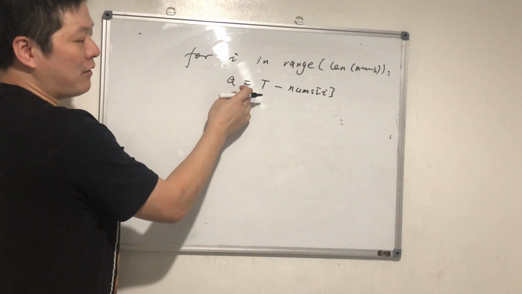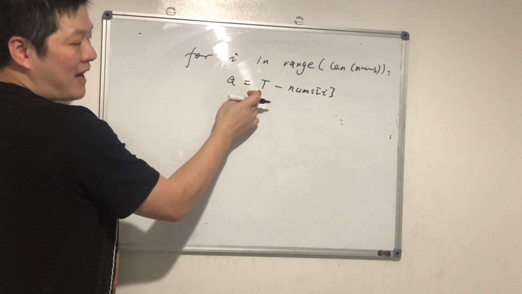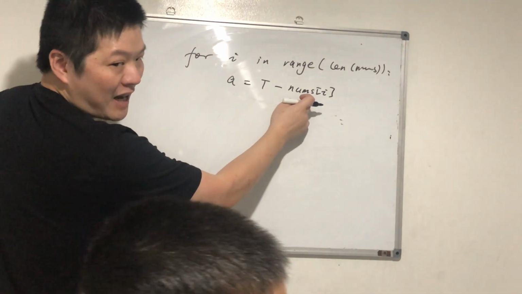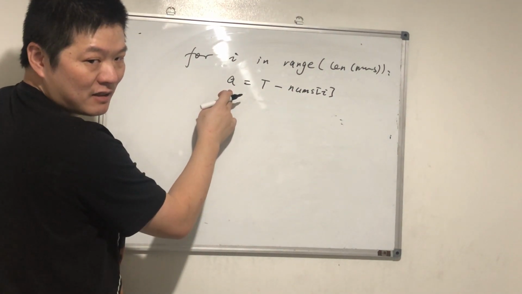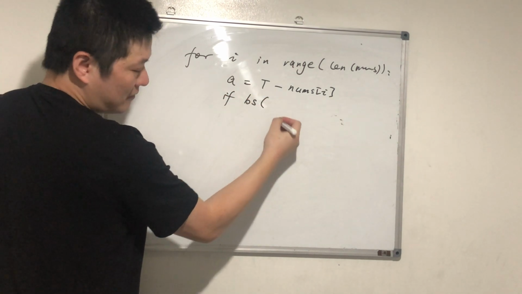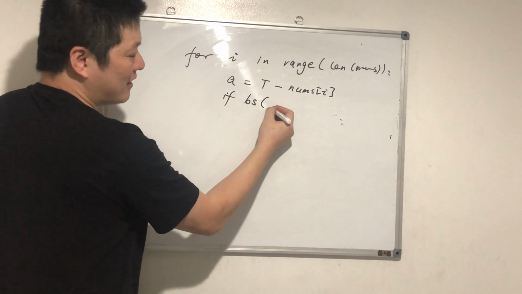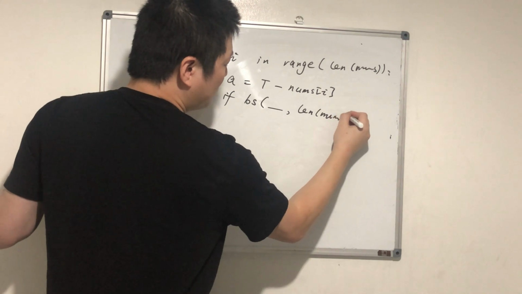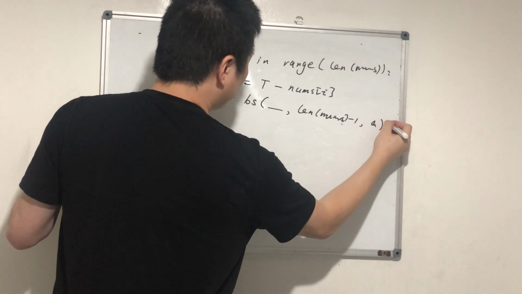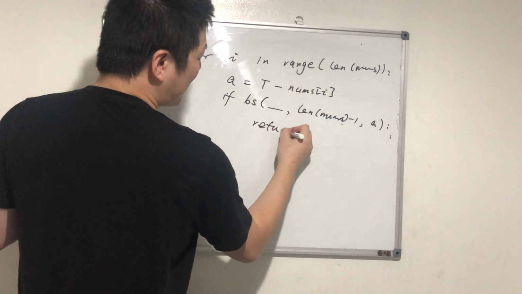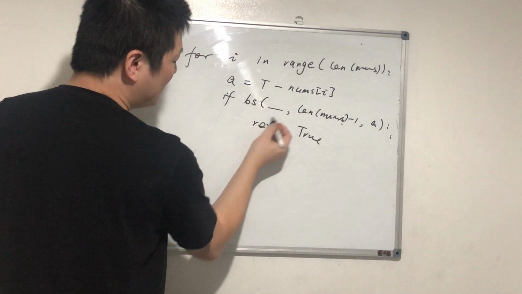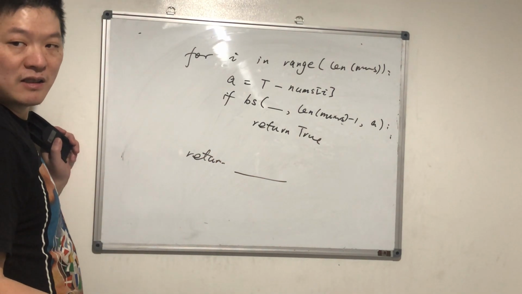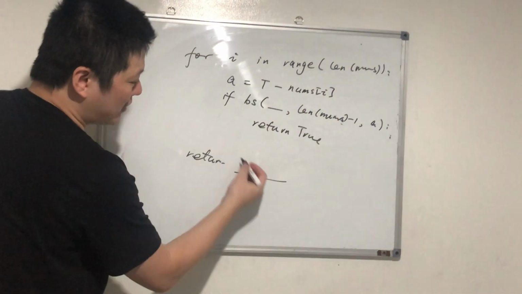This is the number we're looking for. Because we want to add it to T, and we know we are now at nums[i], and the number we're looking for is a. Then if binary search, what's the left? Right will be length of nums minus 1, and then return true. Does it make sense? So can you fill in here? Return what? We are returning true and false here.